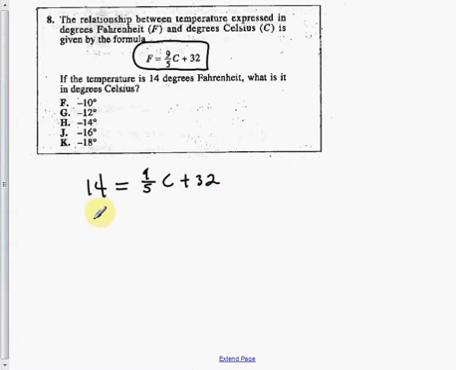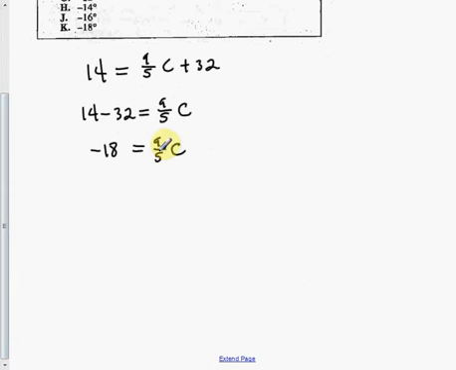So subtract 32 on both sides, so I get 14 minus 32 is equal to 9/5 times C. Get negative 18 is equal to 9/5 times C. So now I'm going to multiply both sides by the 5, divide both sides by the 9, and so I get negative 18/1, if you will, times 5/9. That's equal to C. 18 divided by 9 is 2. 2 times 5 is 10. Negative 10 is the answer.